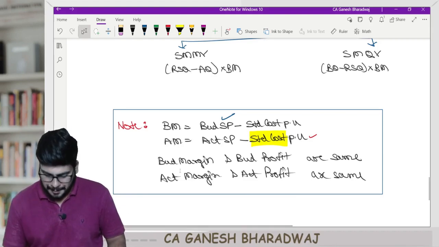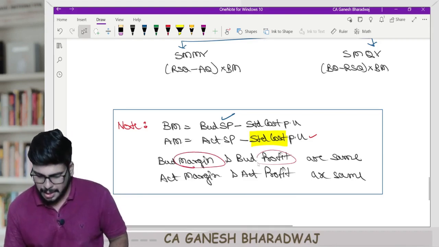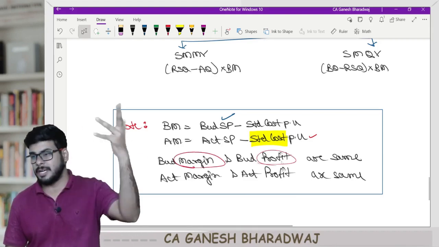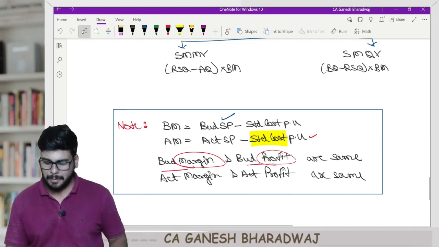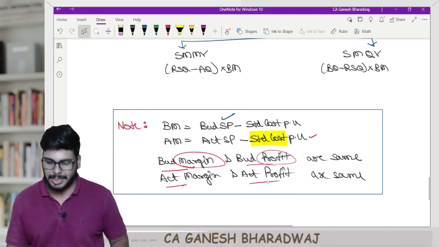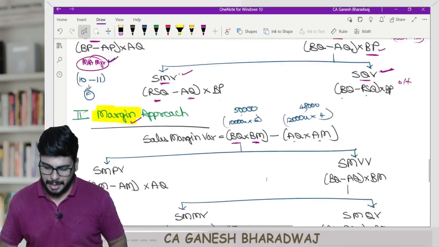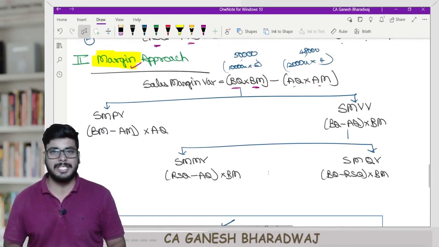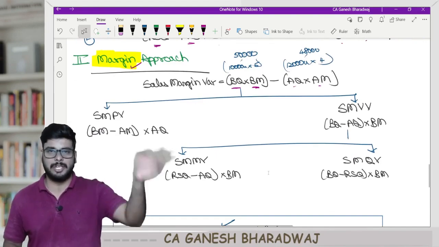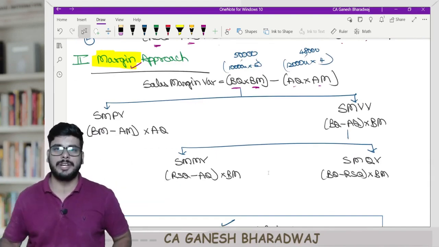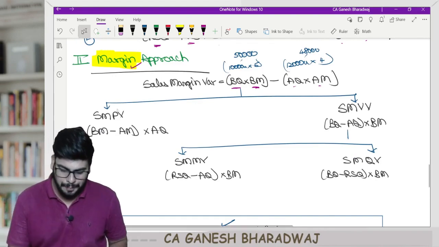And one more thing, the words budgeted margin and budgeted profit can be used interchangeably. Budgeted margin or budgeted profit are the same. Actual margin, actual profit, these are all the same. So the words margin and profit can be used interchangeably. So now what is your sales margin variance? It is budgeted quantity into budgeted margin minus actual quantity into actual margin, classified into two, segregated into two.